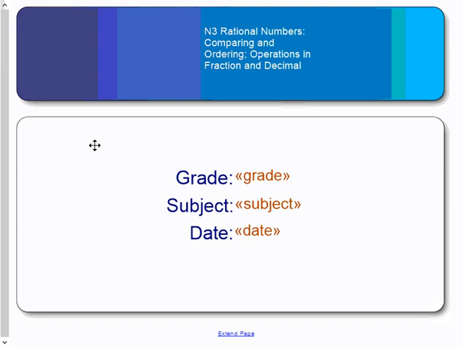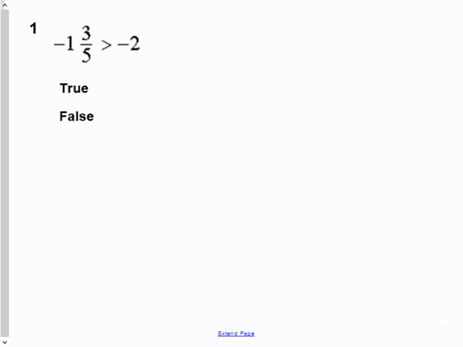Okay, this is your final exam for outcome N3 on rational numbers, both comparing and ordering, as well as operations with rational numbers in both fraction and decimal form. Your first few questions are true and false. The first question says, is negative 1 and 3/5 greater than negative 2? Is that true or false?